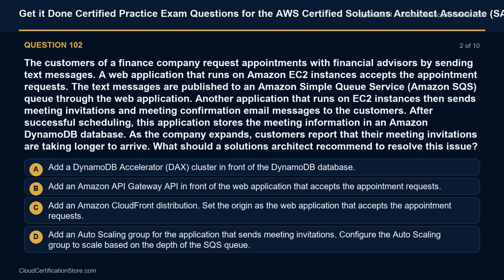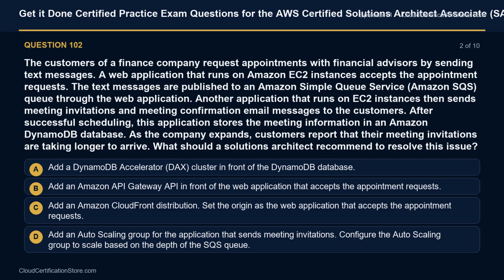Question 102. The customers of a finance company request appointments with financial advisors by sending text messages. A web application that runs on Amazon EC2 instances accepts the appointment requests. The text messages are published to an Amazon Simple Queue Service, Amazon SQS, queue through the web application. Another application that runs on EC2 instances then sends meeting invitations and meeting confirmation email messages to the customers. After successful scheduling, this application stores the meeting information in an Amazon DynamoDB database.